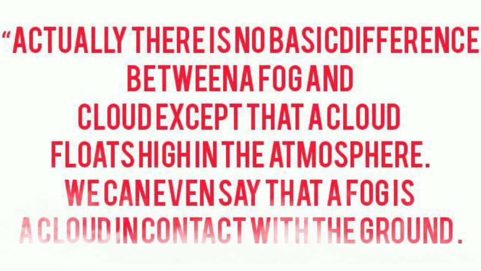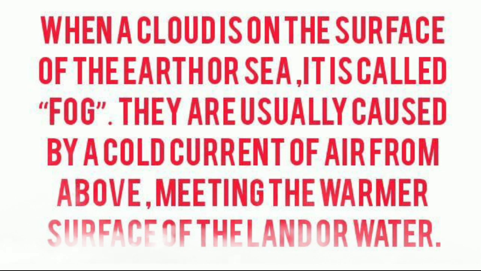What is fog? Actually, there is no basic difference between a fog and a cloud, except that a cloud floats high in the atmosphere. We can even say that a fog is a cloud in contact with the ground. When a cloud is on the surface of the earth or sea, it is called fog. They are usually caused by cold currents of air from above, meeting the warmer surface of land or water.